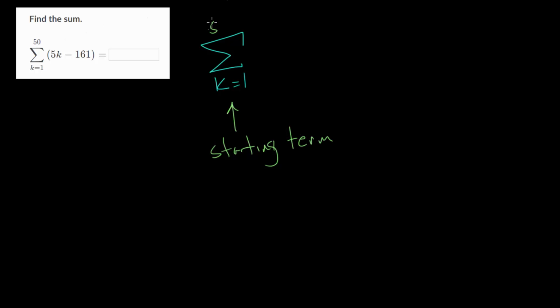And it goes to 50. So this is the last term here. And basically this 5k minus 161, this is just our formula for finding each of the terms. So for instance, when we plug in k equals 1, we get 5 minus 161, which would be minus 156. So that's when k is equal to 1.